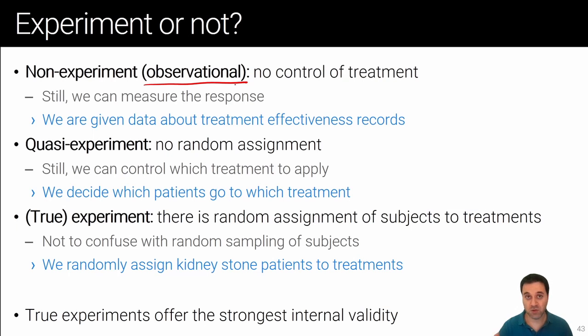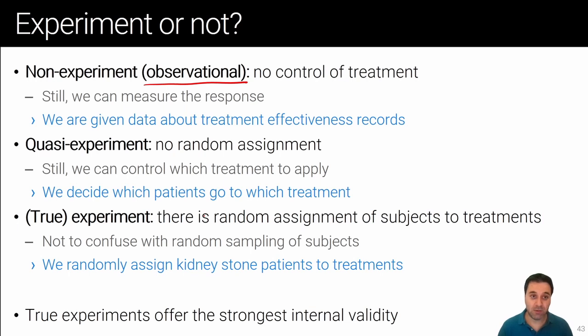So let's say that we go to a hospital, we look into historical data about surgical procedures again, and we look into the data, but that's it, it's purely observational. We are not in control of any treatment or anything. If we go one step further, we could talk about quasi-experiments, in which we do have control over the treatment, so we decide which treatment to apply, but that assignment of subject to treatment is not random. So for example, we could decide on the treatment based on the age of the patient or the sex or the severity, as we saw in the kidney stones case, but that assignment is not random.